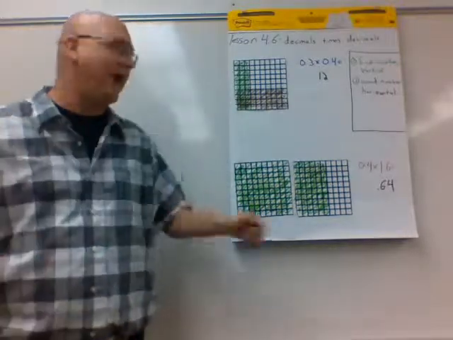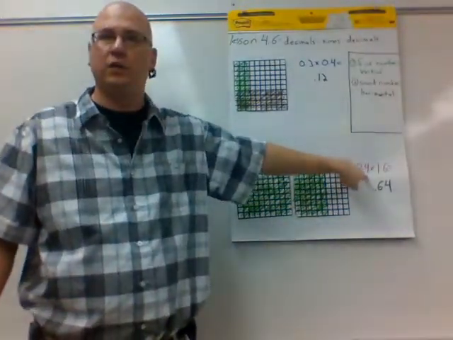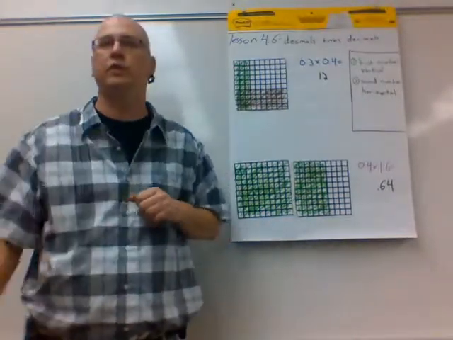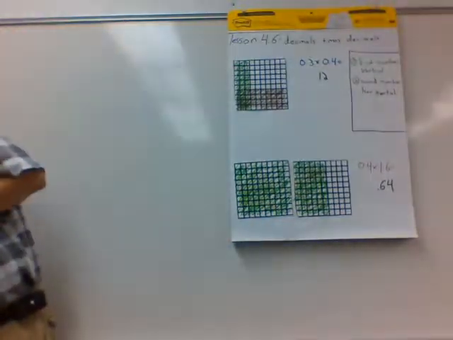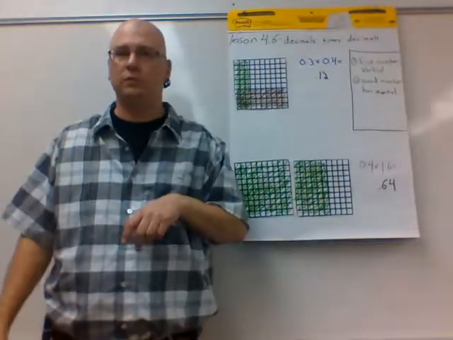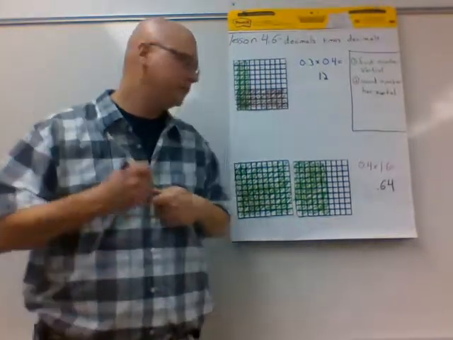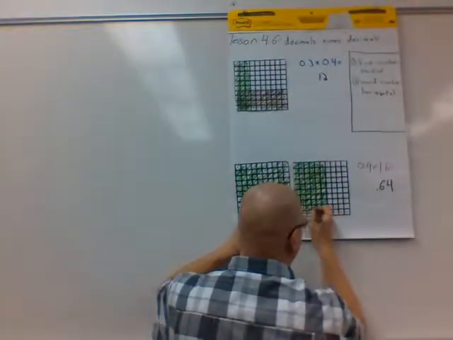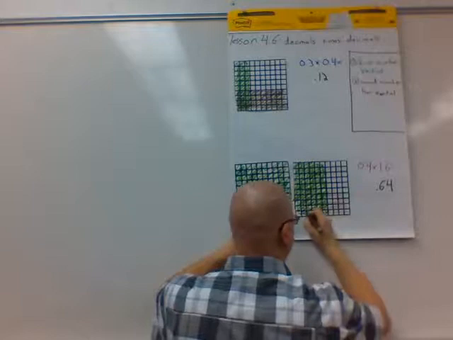Now, when I multiply, I have to multiply times 4/10, right? Which square do I use? This square or this square? The tenths square. Okay. So I can do my 4/10 over here. Yeah. 1, 2, 3, 4.